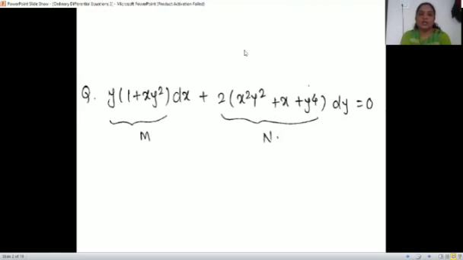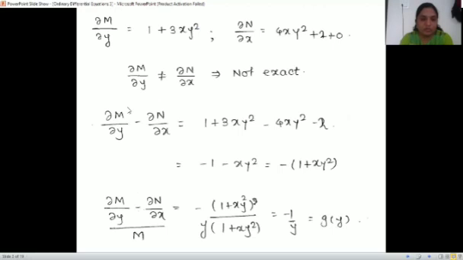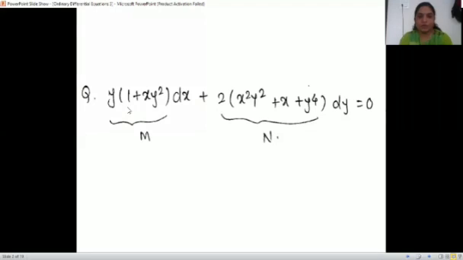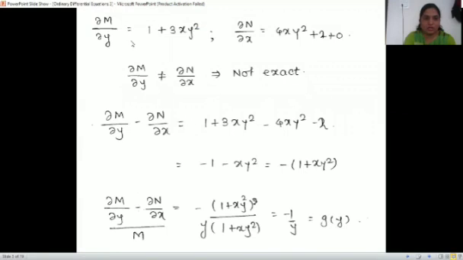Right. Then next is the form y into f of xy dx plus x into f of xy dy equal to 0. Then there is a method, that is, the integrating factor is 1 upon Mx minus Ny. In case of homogeneous, the integrating factor is 1 upon Mx plus Ny. So next we'll check whether they are equal or not.